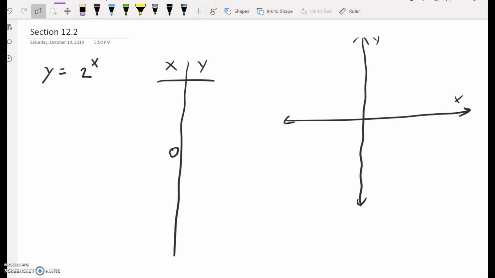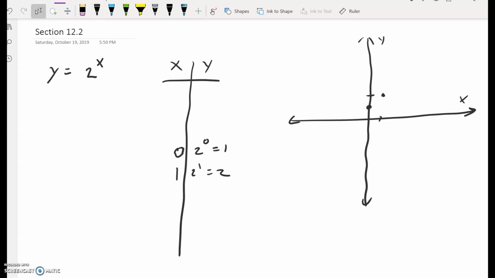Let's start out with 0, which would give us 2 to the 0 for y, which is 1. So we have 0, 1, which looks like a y-intercept. Put in x equals 1, we get 2 to the first, which is 2. So now it looks kind of like a straight line going through 0, 1 with a slope of 1, but it's not. And it's because exponents can make things take off pretty quickly.